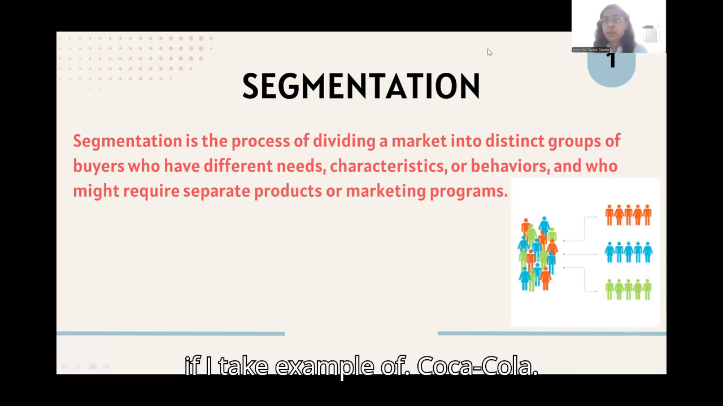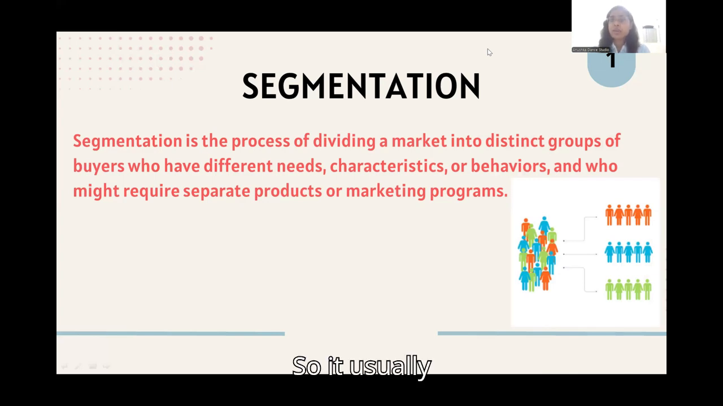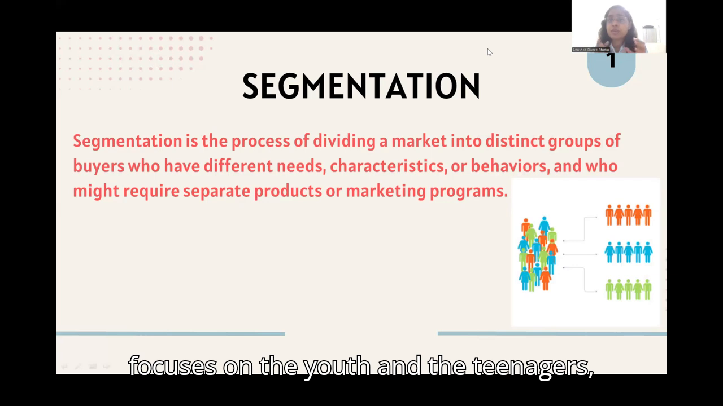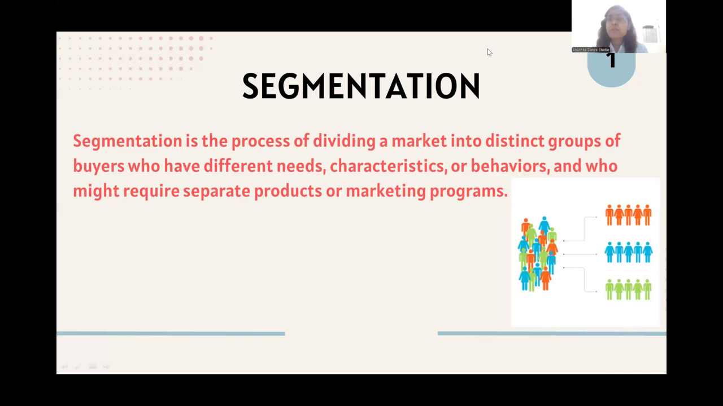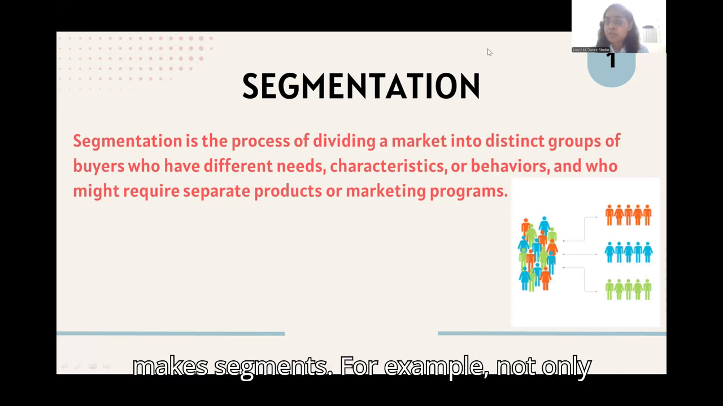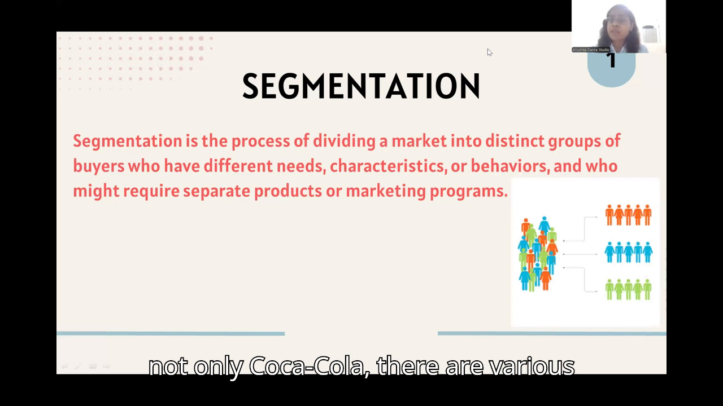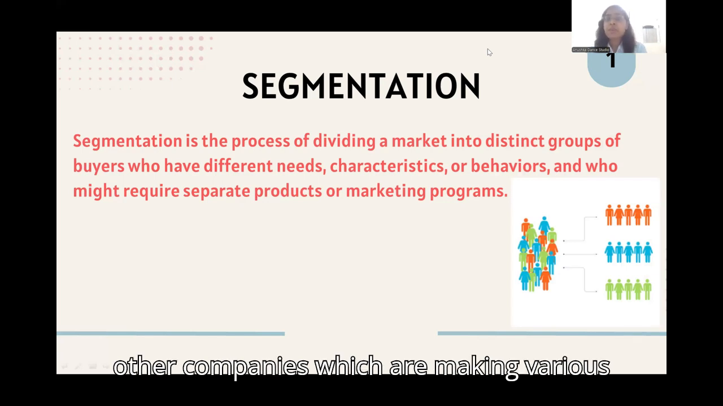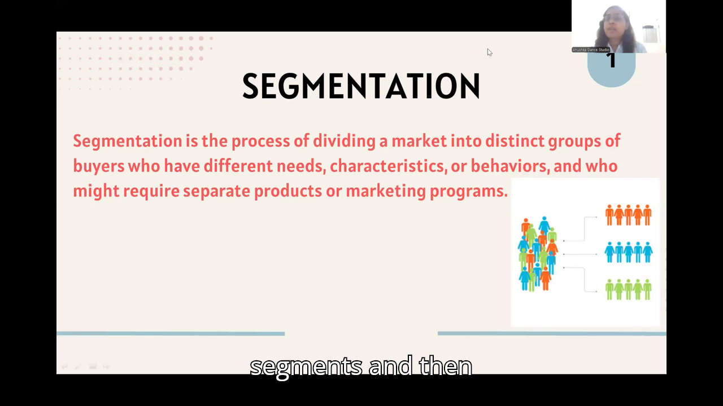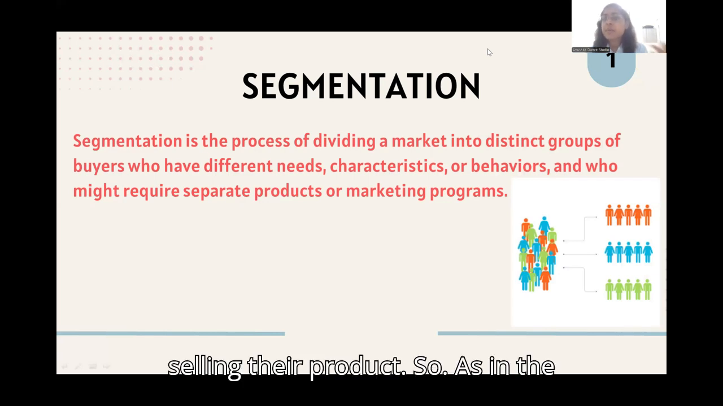Now, for example, if I take the example of Coca-Cola, it usually focuses on the youth and the teenagers, mostly because they are more attracted to the Coca-Cola soft drink. So this is how it makes segments. Not only Coca-Cola, there are various other companies which are making various segments and then selling their products.